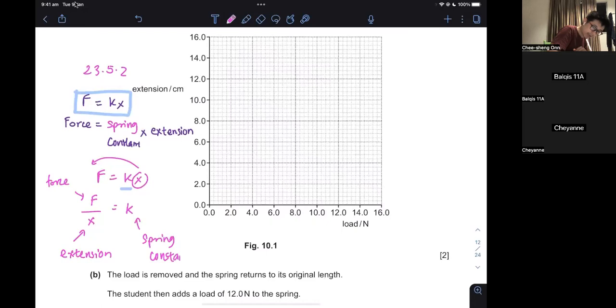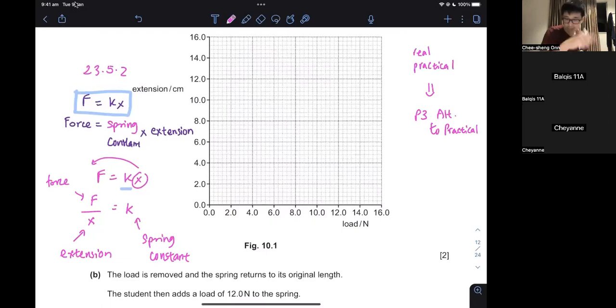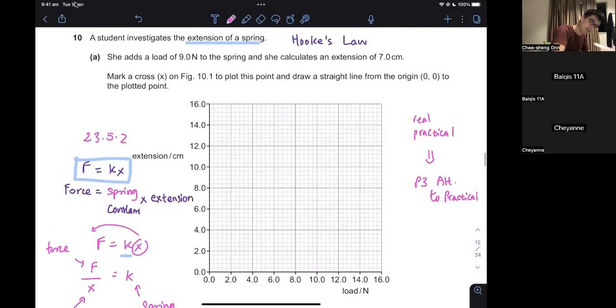And usually this kind of thing comes out in practical. So this is a real practical, which means rather than asking you in paper 2, it can come out in paper 3, which is alternative to practical. So they could ask you to read the spring thing and see the force and stuff. So now we're just going to do this. She adds a load of 9 newtons. So there's the force because the unit of force is newtons. And next one, we have an extension of 7.0 cm.